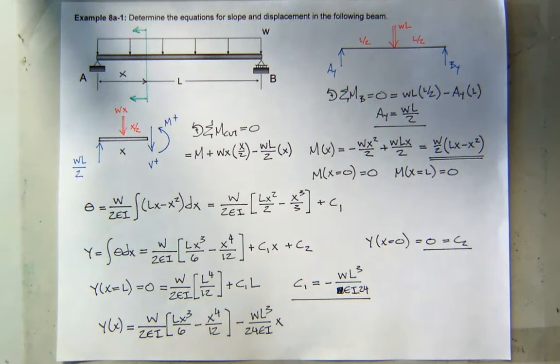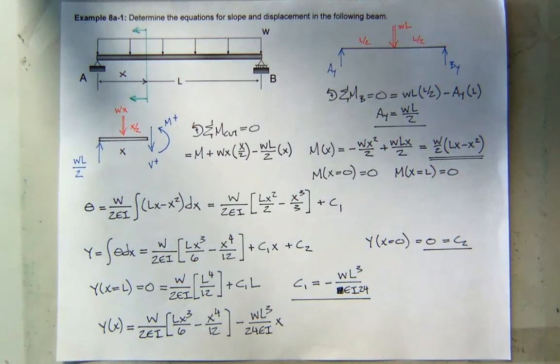x. Now you can start manipulating this a little bit if you wanted to. You'll notice that everybody's got a W. Also, this 2 times 6 is 12. This 2 times 12 is 24. There's a 24. You can probably work on this and get a WL over 24EI factored out if you wanted to, but you don't have to. But it's very common to do that.